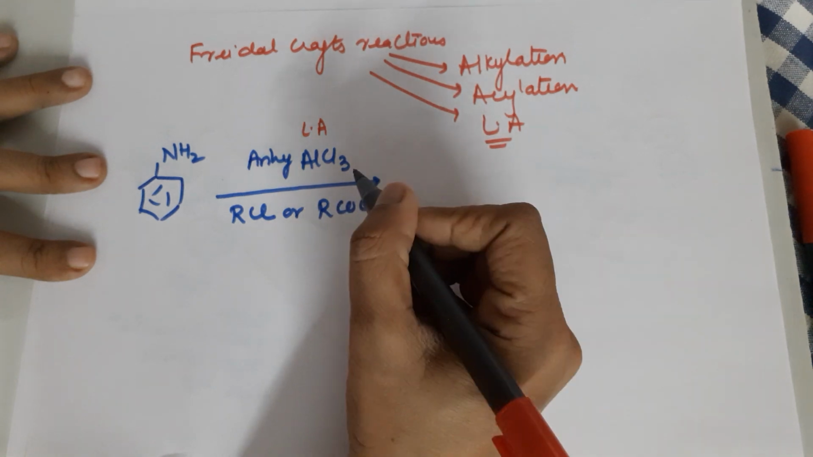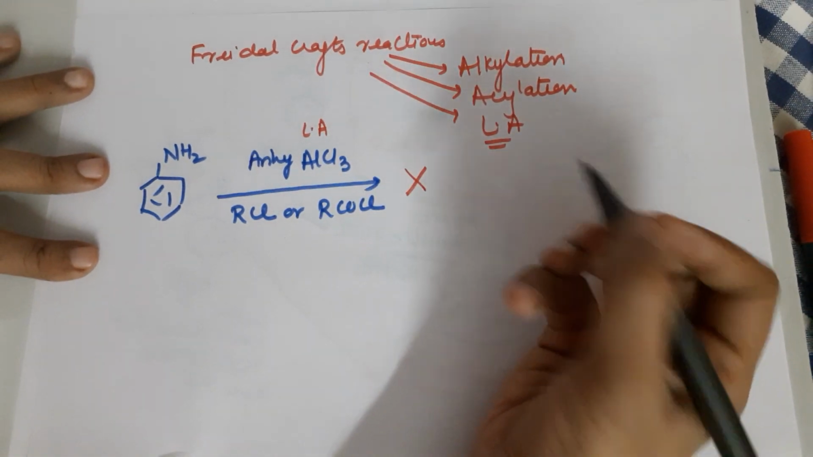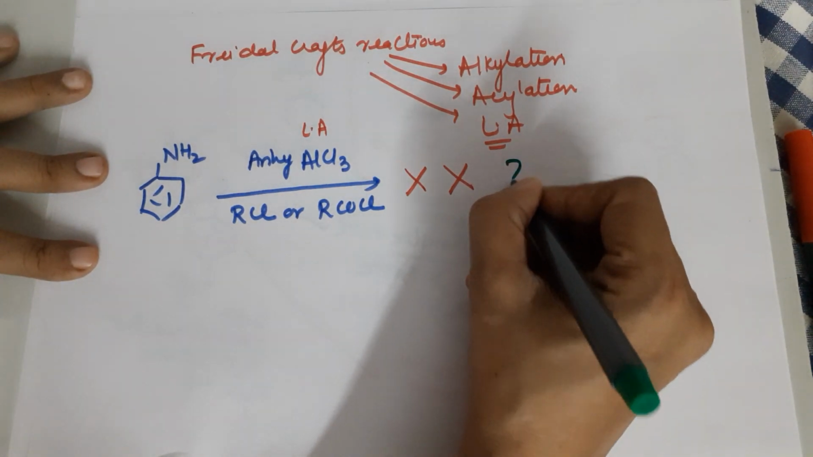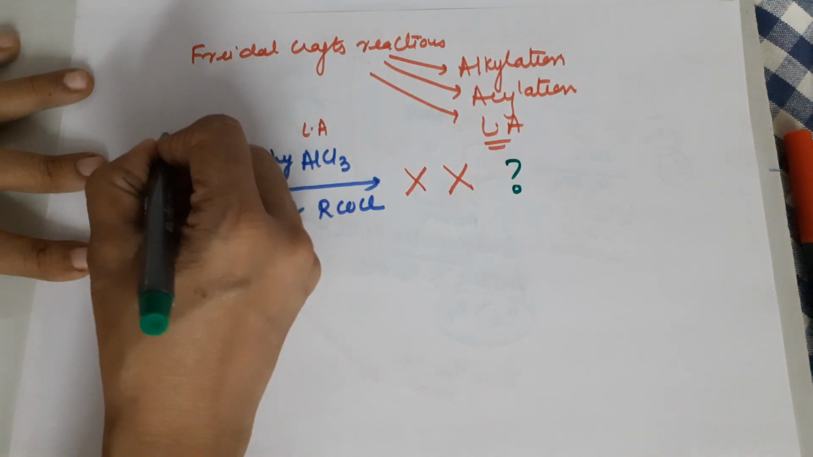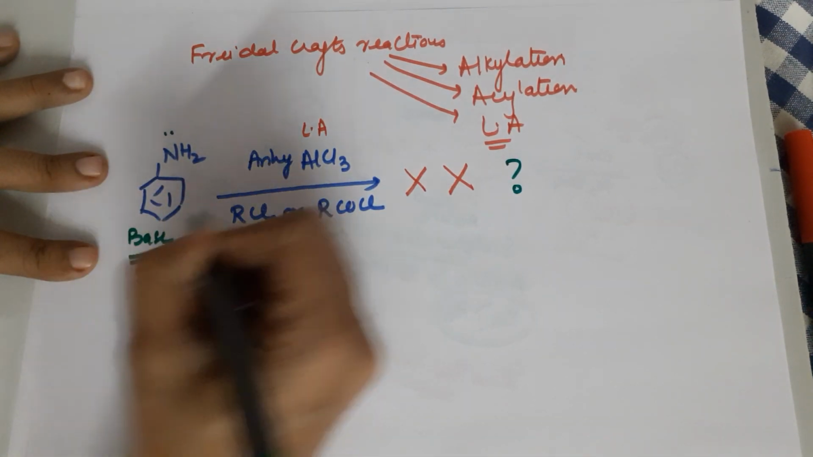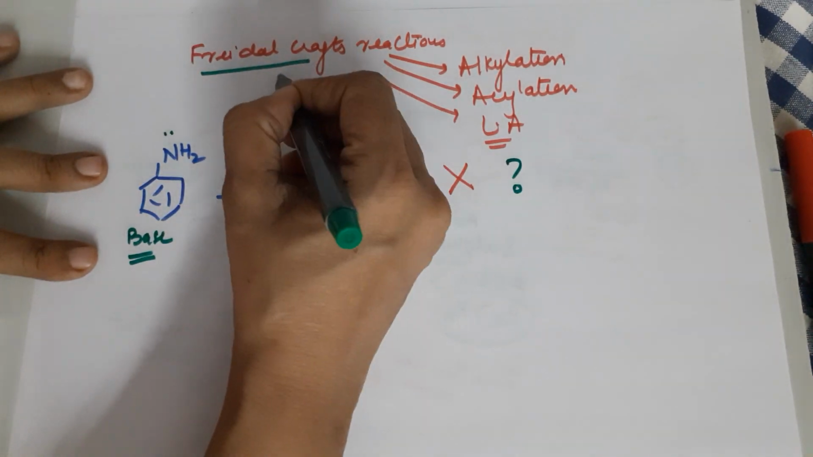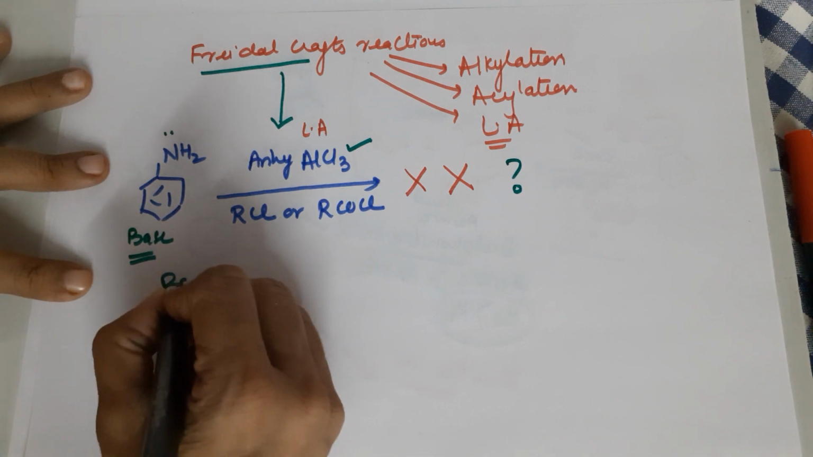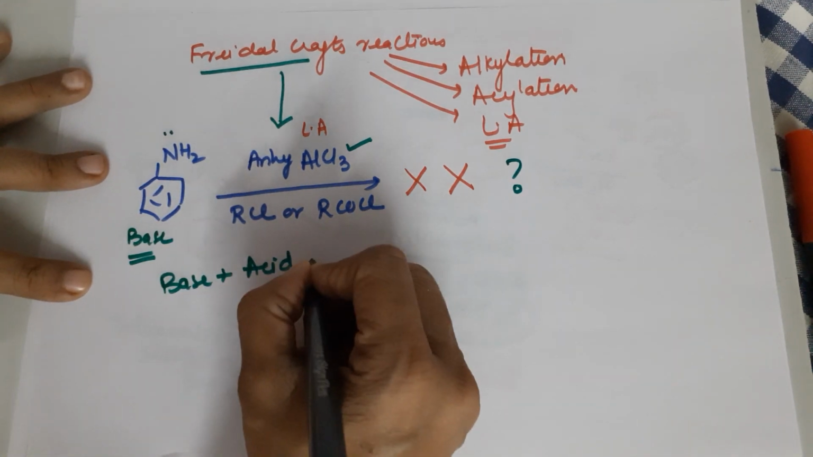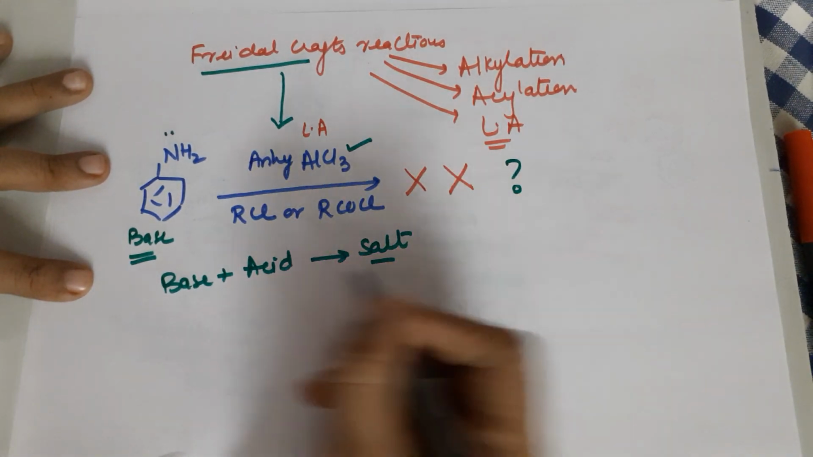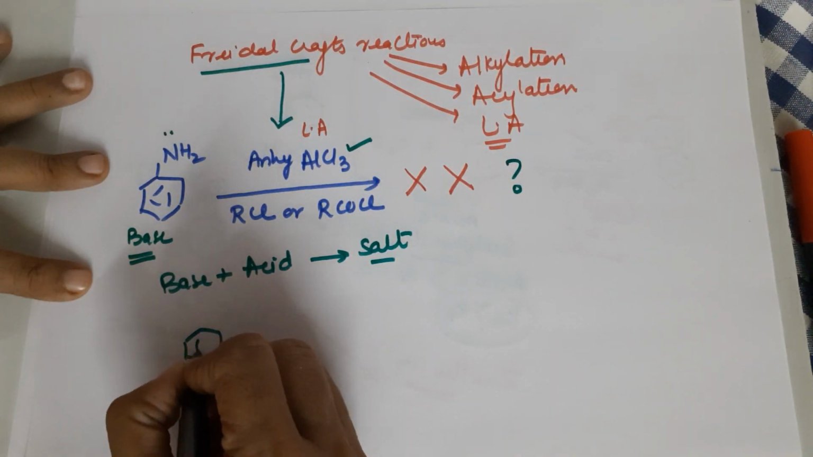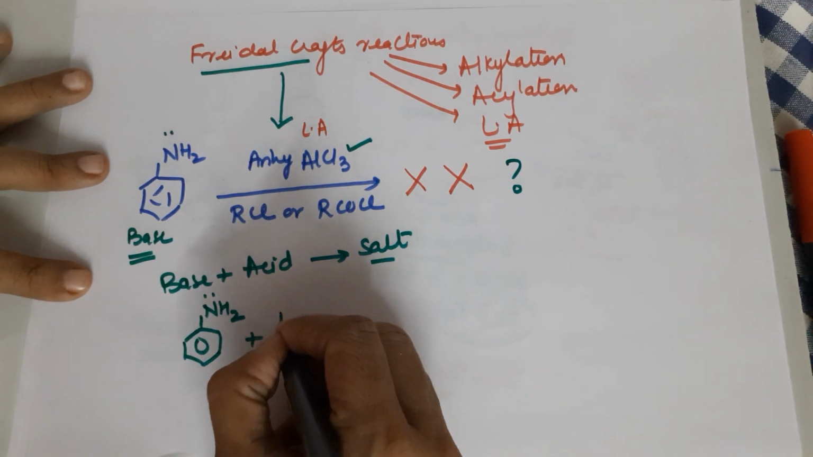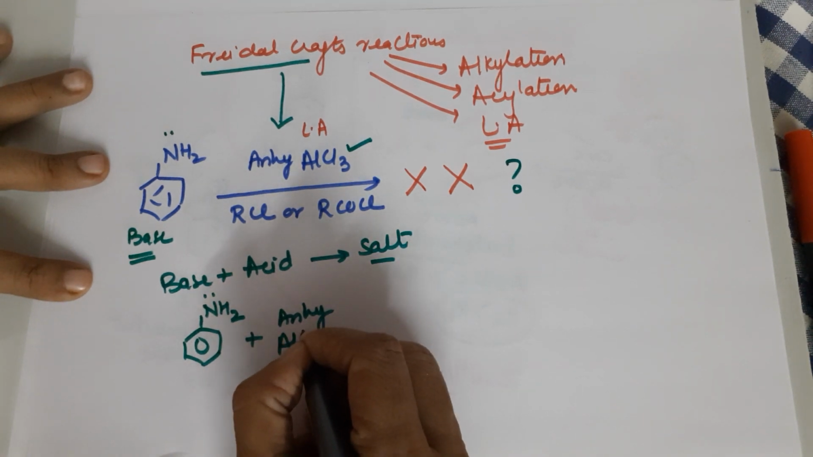अब बेटा इस रिएक्शन में ना तो अल्काइलेशन होता है ना ही असाइलेशन होता है. None of the reaction takes place and the question is why? क्योंकि this is a base, this is the acid. Friedel-Crafts reaction में Lewis acid चाहिए होता है. Aniline is a base, so this base reacts with the acid to form a salt. कैसे? ऐसे. This is your aniline जिसके पास lone pair है. It reacts with anhydrous AlCl3, which is the Lewis acid.